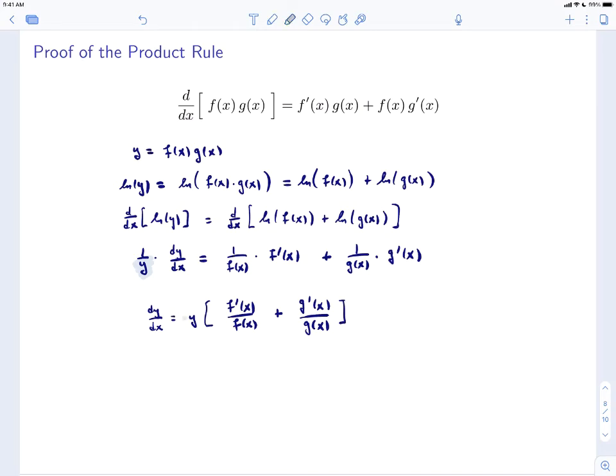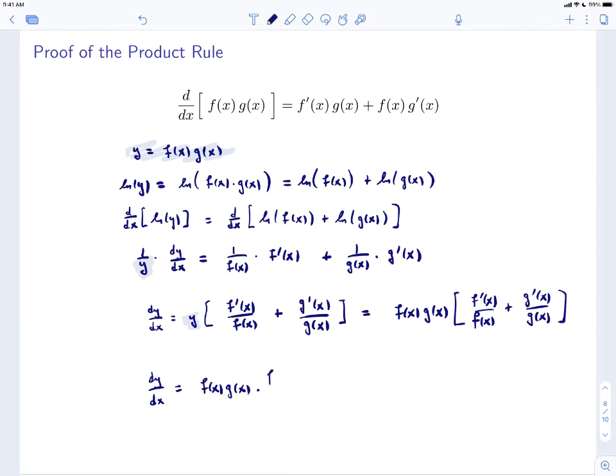But then we remind ourselves that y was f times g. So this is equal to f at x times g at x times f prime of x over f of x plus g prime at x over g at x. And now we just distribute, and we'll have that dy dx is equal to f at x times g at x times f prime at x over f at x plus f at x times g at x times g prime at x over g at x.